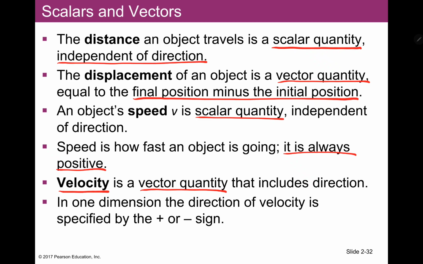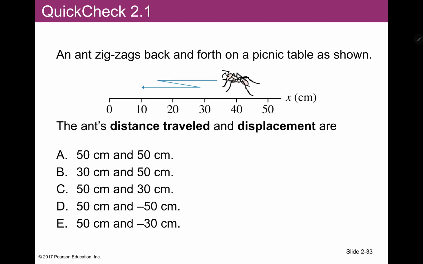Plus means it's moving to the right. Minus means it's moving to the left usually. Plus can also be used when it moves upward, minus when it moves downward. Quick example.